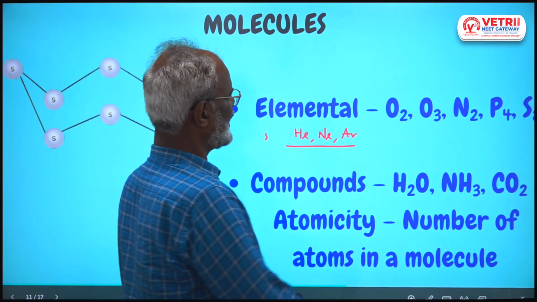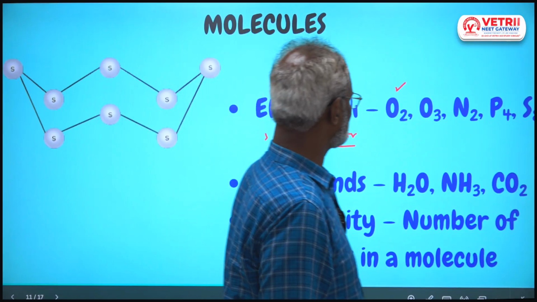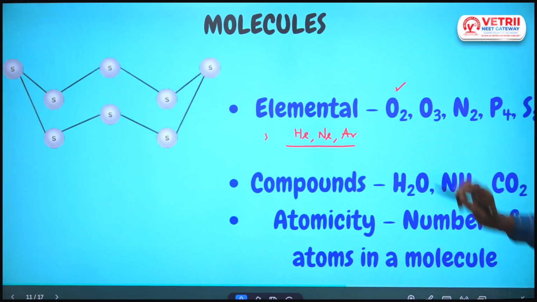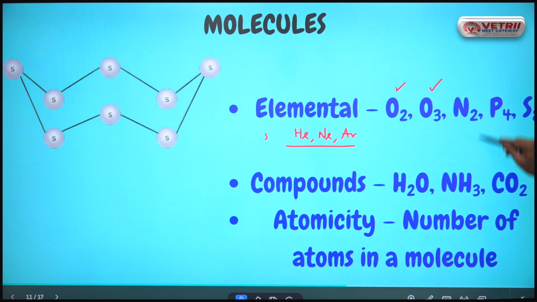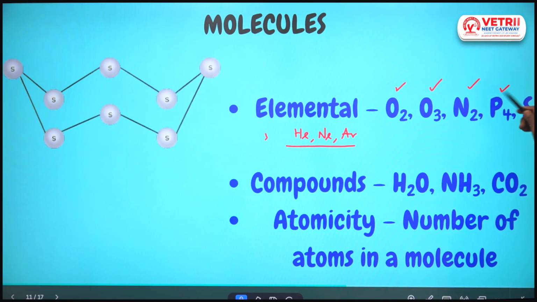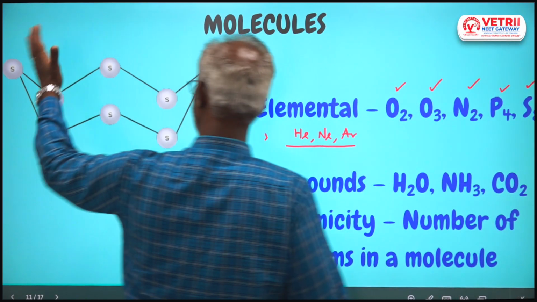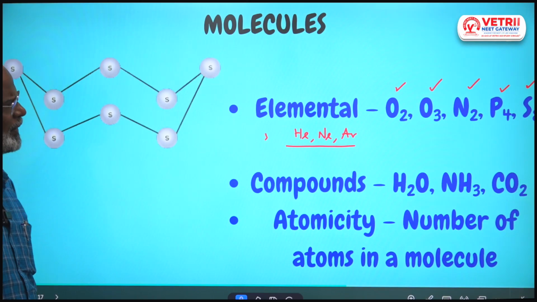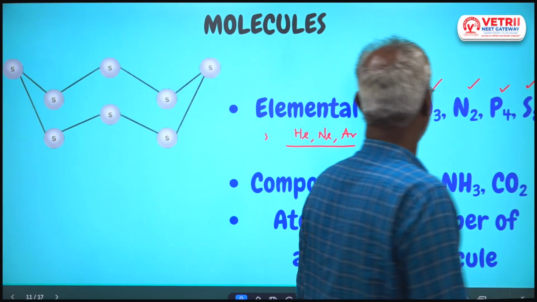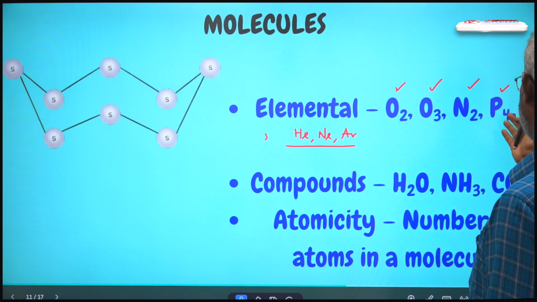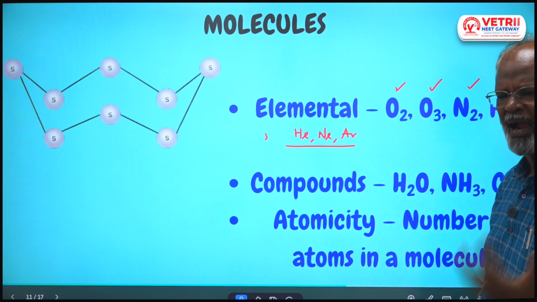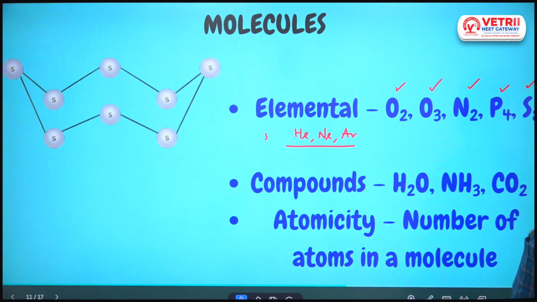Then if you take O2, there are two atoms, dioxygen. If you have O3, which is ozone, there will be three atoms. N2 has two atoms, phosphorus will contain four atoms in its structure, and sulfur will have 8 atoms. So these are elemental because they have only one type of atom. Oxygen, nitrogen, phosphorus, sulfur: if they have only one type of atom, then they are called elemental.